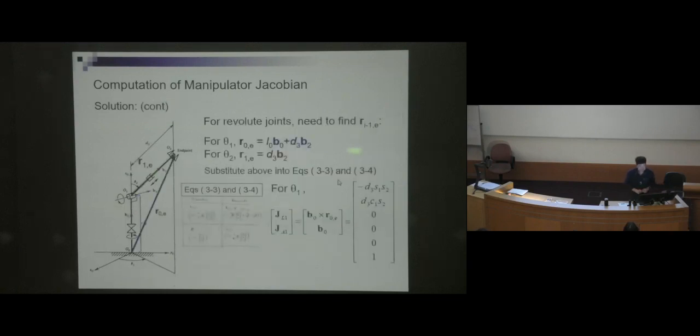So you first determine your B0, B1, and B2. After that, for the revolute joint, you also need to determine your R i minus 1, E. So for theta 1, your R0E will be L0 B0 plus D3 B2. And then R1E is essentially equal to this one minus this one, which is essentially your D3 multiplied by your B2.